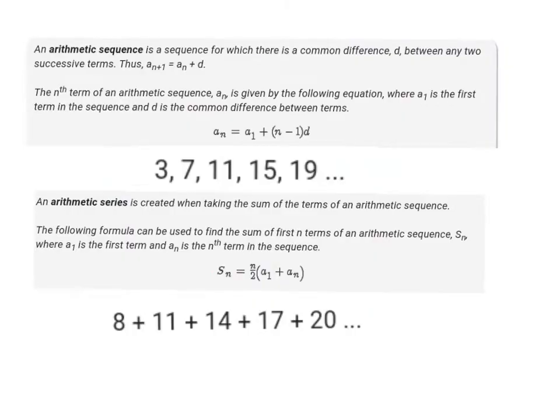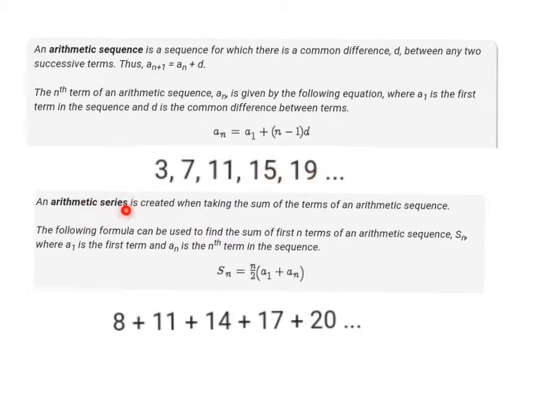The first vocabulary word you're going to see in these problems could be arithmetic sequence. And so what this is, it's a sequence, or you can think of it as a pattern, where there's a common difference between any two terms. So here's an example. These are going up by 4, so there's a number you can add or subtract from the term before and keep repeating that to get the pattern.